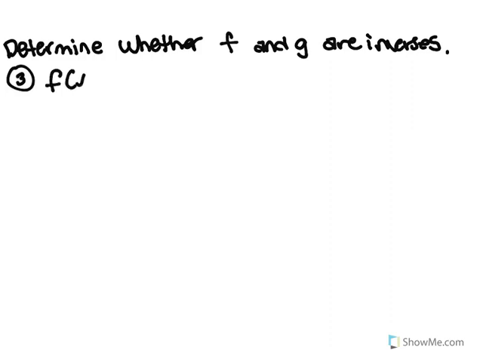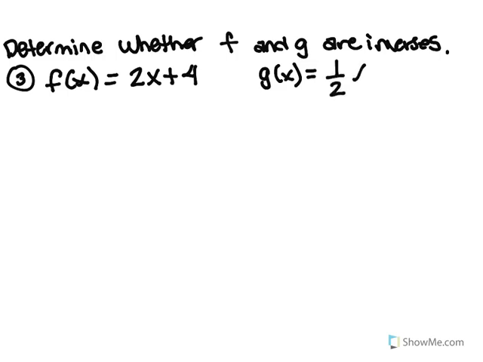So we have f of x equals 2x plus 4. G of x equals 1/2 x minus 2. Now you can do this multiple ways, but I want to show you how to switch between x and y to determine if f of x is the inverse of g of x.